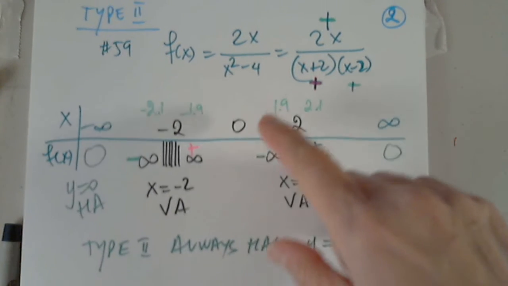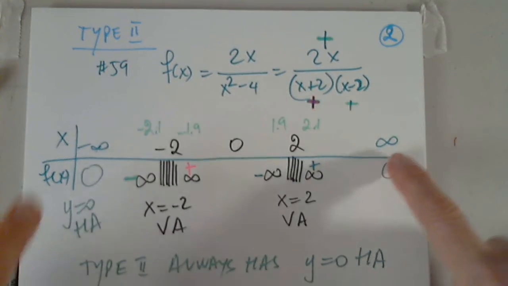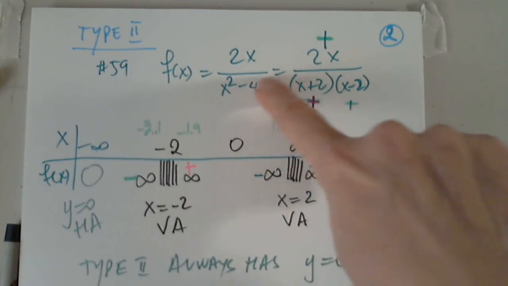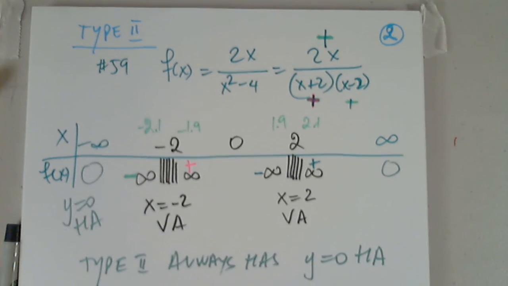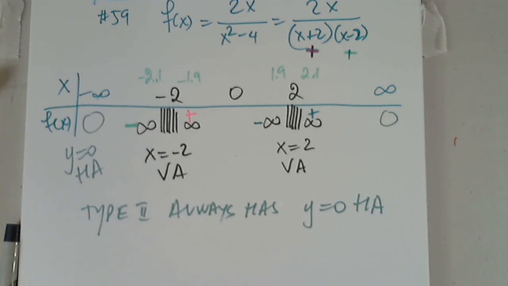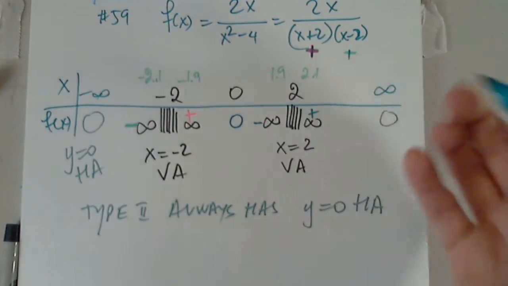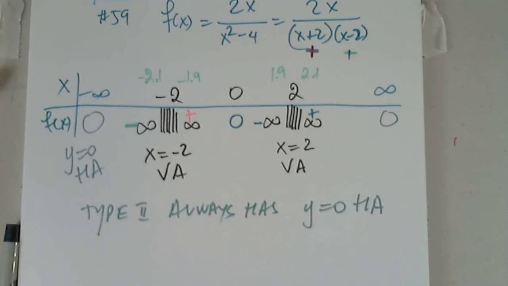Why? Because at infinity, the denominator is so much more powerful than the numerator, they will eventually be 0. Good. Plug in 0. 0 at the top, -4 is 0. F of x is 0, y is 0.